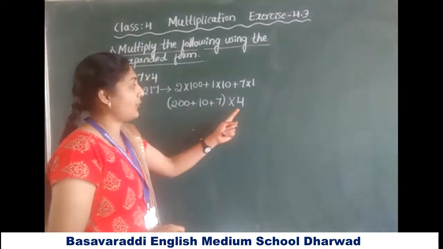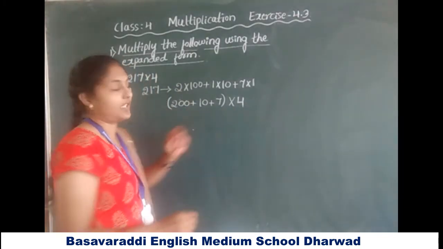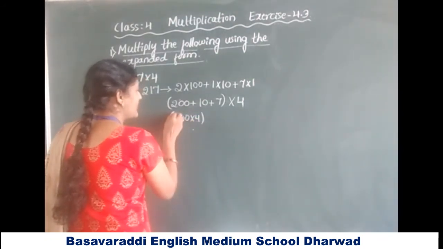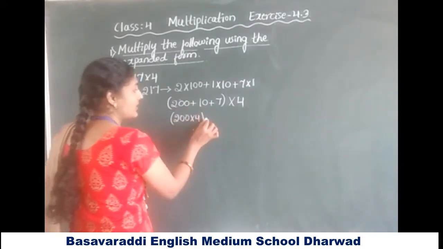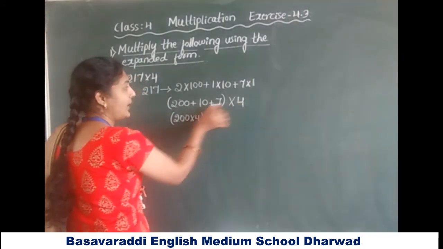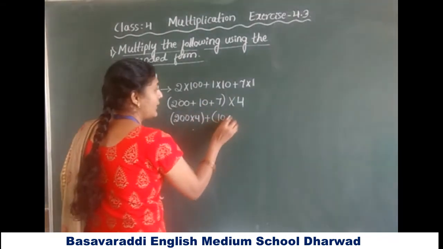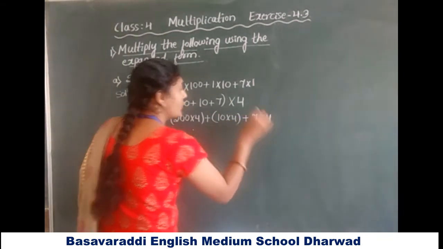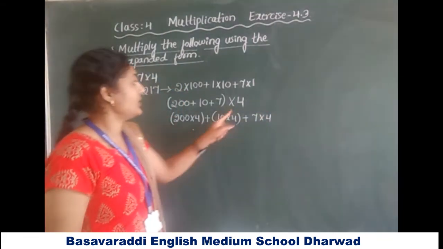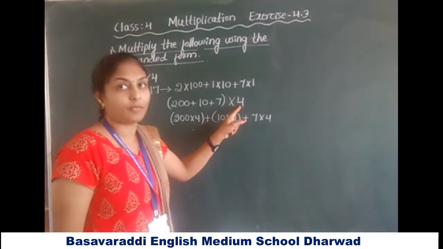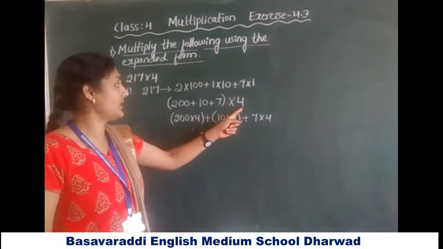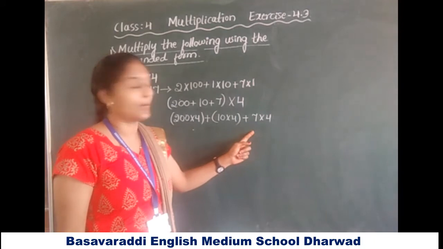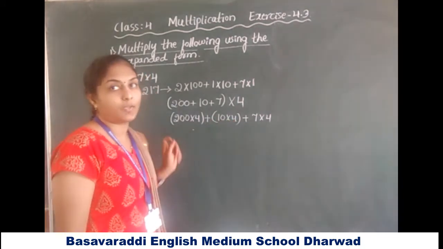Next, multiply the 4 to each digit there. The 200 into 4, write this in the round bracket. Next, write the plus as it is. The 10 into 4 there. Next, the plus 7 into 4. What did we do? We multiplied the 4 to each digit. That means 200 into 4, 10 into 4, 7 into 4. Next, do the multiplication now.